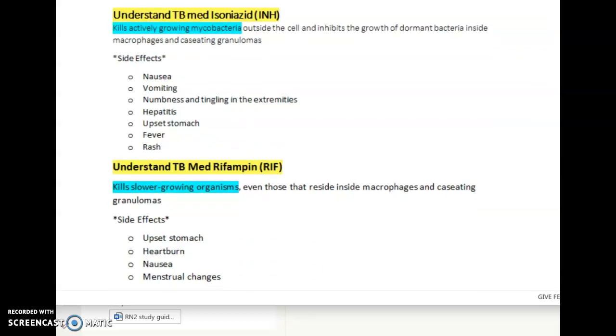So TB meds. Isoniazid, also known as the INH TB medication. The big thing to remember with this one is that it kills the actively growing mycobacteria. Side effects for the INH are nausea, vomiting, numbness and tingling in the extremities, hepatitis, upset stomach, fever, and rash.